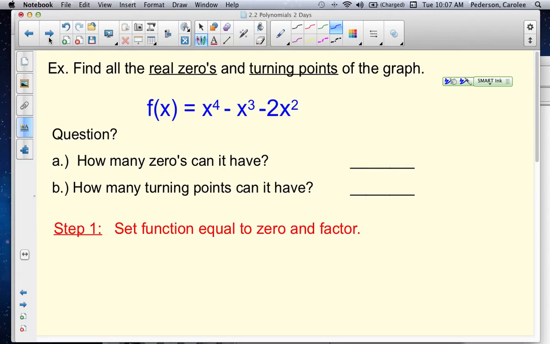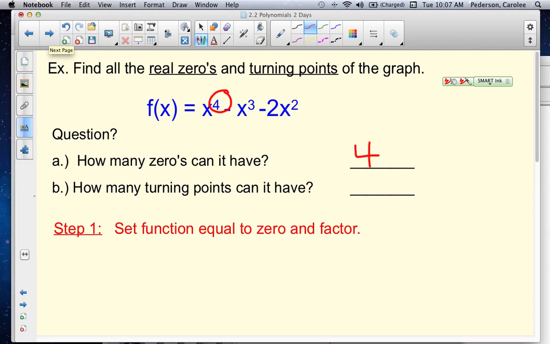All right, who would like to share with me, how many zeros can it have? Up to how many? Very good, 4. How do you know that? Because the degree is 4. The degree is 4, and I tricked you, I changed up the order. The degree is 4, so I can have at most n zeros. So how many x-intercepts can I have? Up to 4.